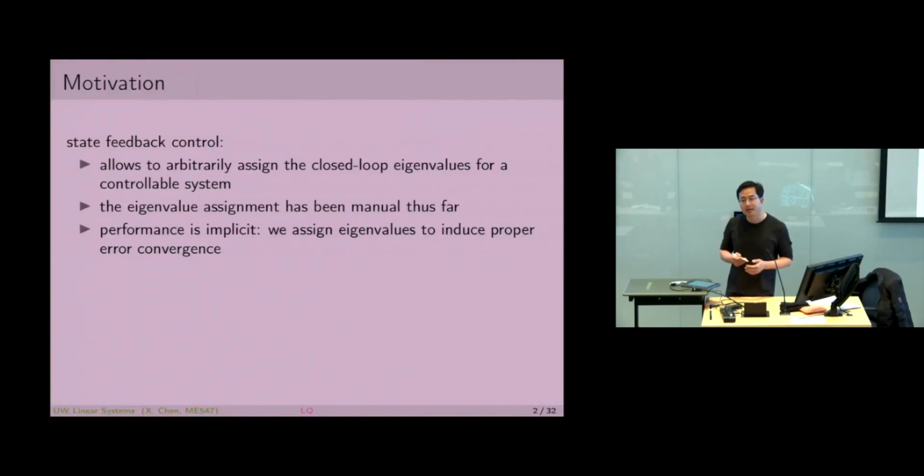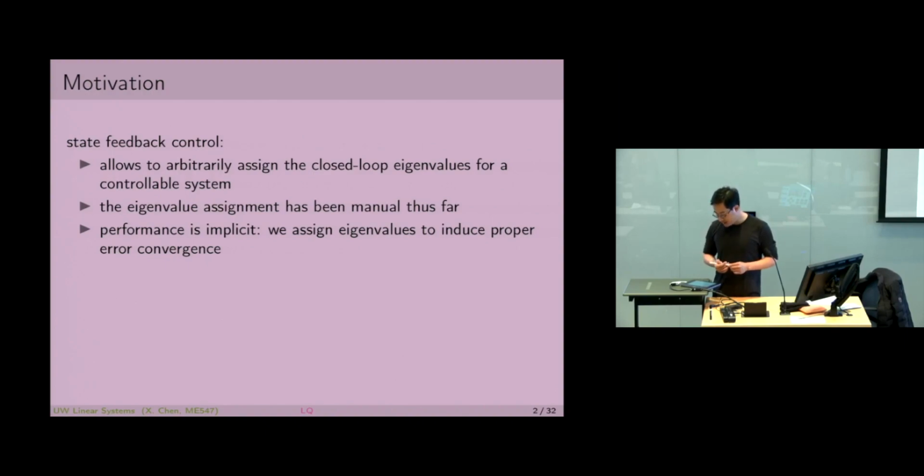We know it can place, as long as the system is controllable, then we can place arbitrarily the closed loop eigenvalues. The design of these eigenvalues, however, people used to call it an engineering art, because you have to choose based on your system dynamics. You have to figure out what kind of eigenvalues will be suitable for the closed loop system. And in the past, it has been manual in the state feedback control algorithm design.